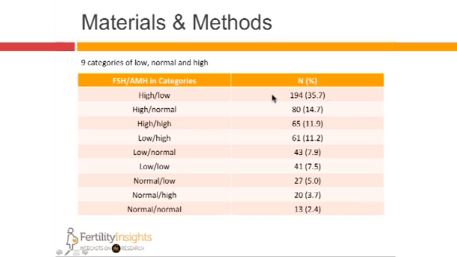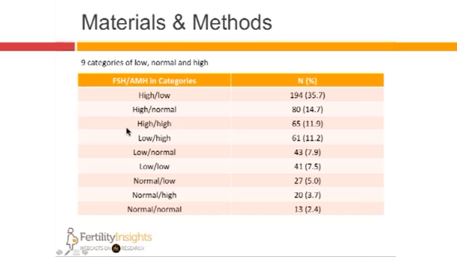As you can see, since we are dealing with an infertile population, by far the most frequent patient population that we are encountering in the study are those women who have a high FSH and a low AMH. So by both parameters, they have abnormally low ovarian reserve. The second most frequent are those that have high FSH and normal AMH.